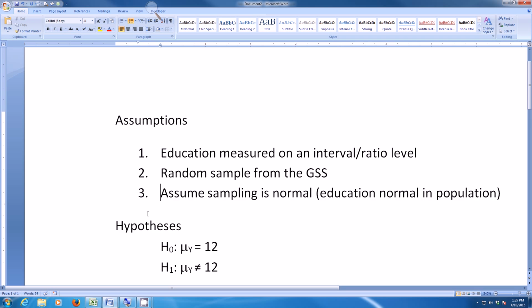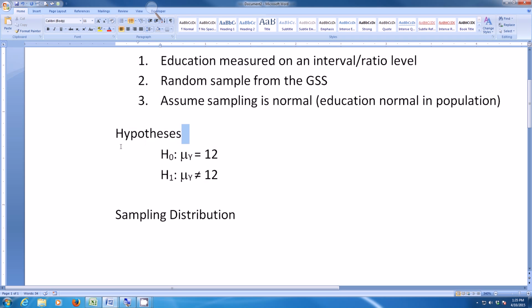Okay, so now that we've stated our assumptions, let's move on to our hypotheses. And we have two hypotheses. The first is the null hypothesis. So this is the thing that's actually being tested. And so we're going to assume under the null hypothesis, H sub 0, that mu sub y, which here represents the true population mean from which the GSS was drawn, is equal to 12. And our research hypothesis, H sub 1, is that mu sub y, again, the population mean from which the GSS sample was drawn, is not equal to 12.